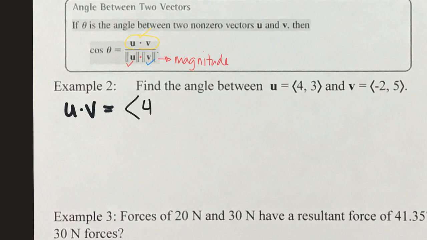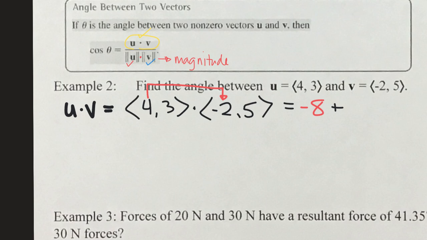Okay, 4, 3 dot -2, 5. So 4 times -2 is -8, plus 3 times 5 is 15. -8 plus 15 is 7. So these two vectors have a dot product of 7.